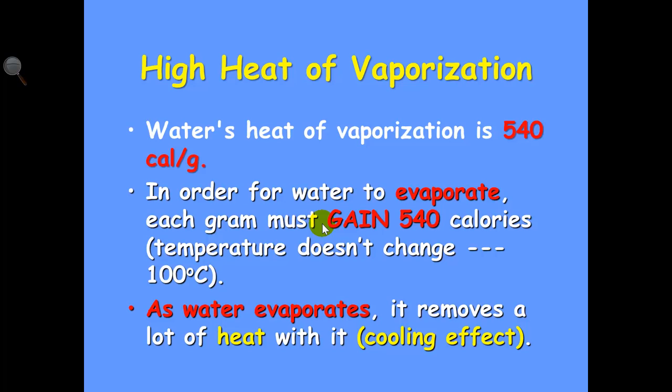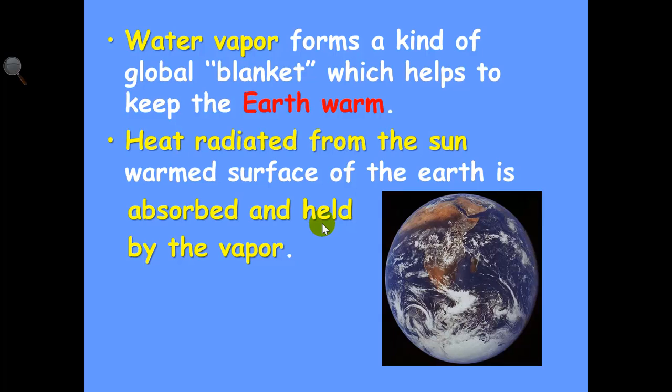Key takeaway from this slide is just that as water evaporates, it removes a lot of heat. Okay, and that's the cooling effect I was talking about with the sweating and how your body is trying to maintain homeostasis. So the first two bullets aren't really important. You can just focus on the last one. It says, as water evaporates, it removes a lot of heat with it.